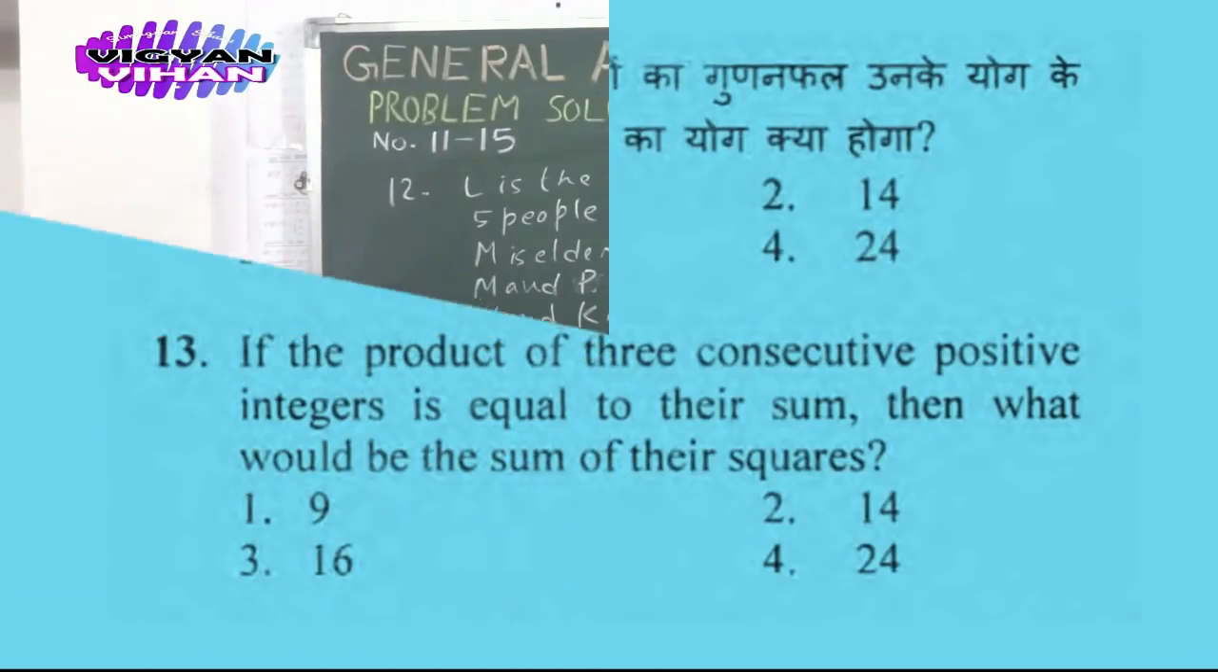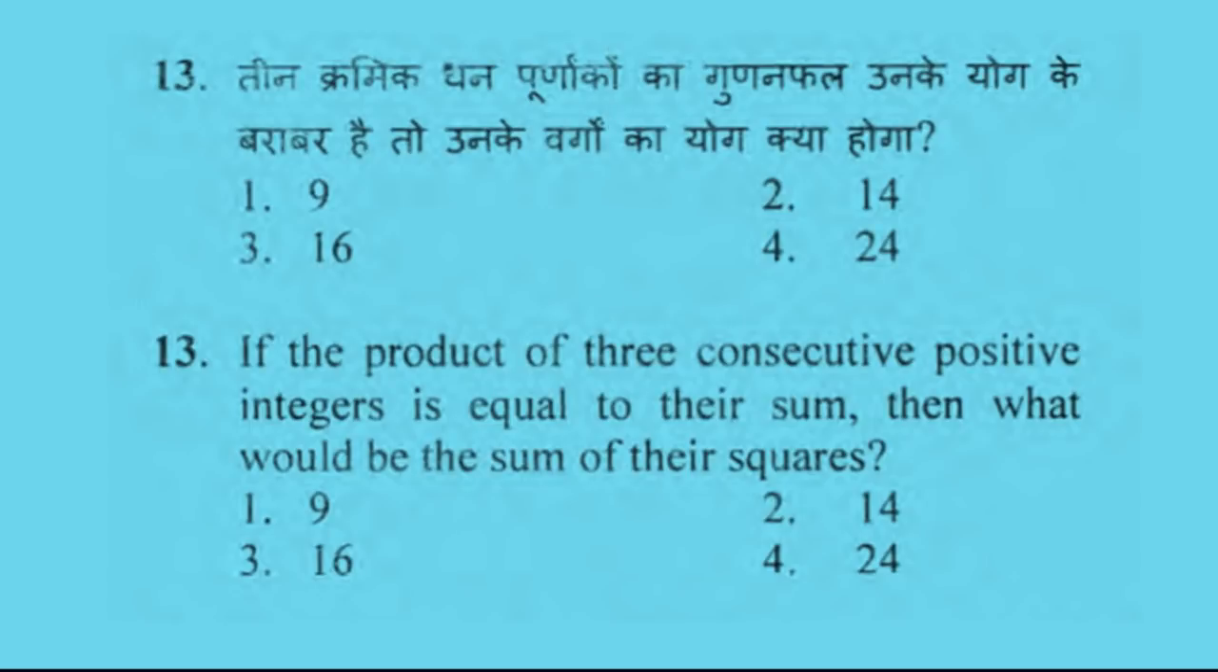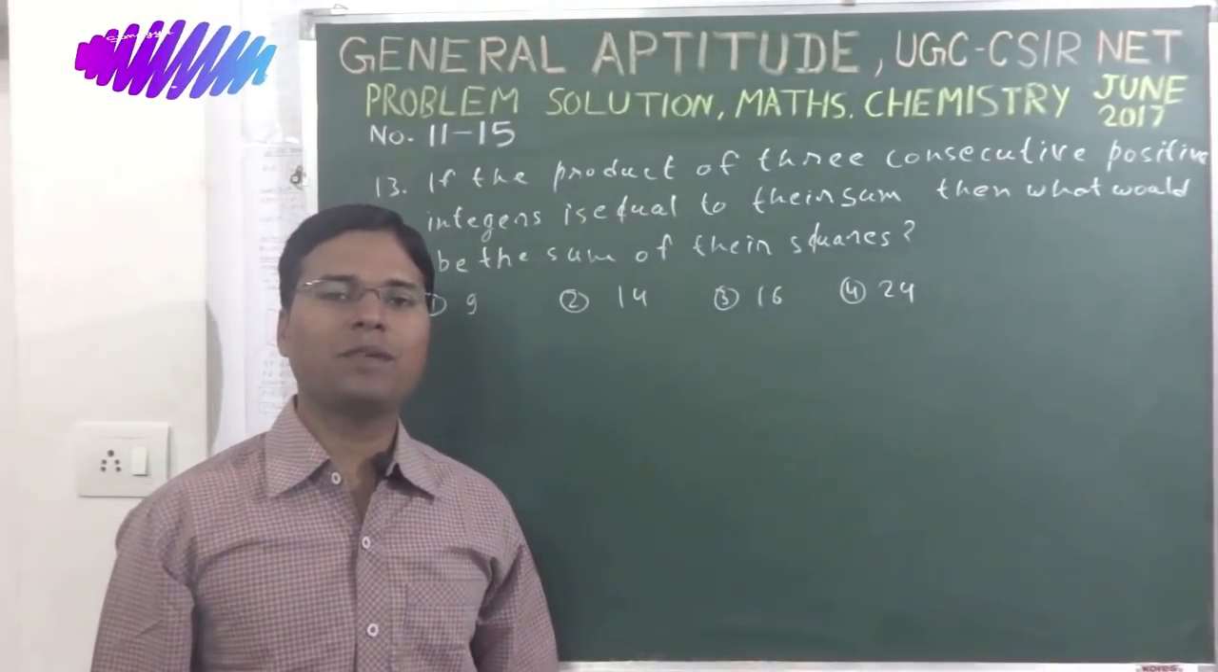Okay. Problem number 13. If the product of three consecutive positive integers is equal to their sum, then what would be the sum of their squares? Option 1: 9, option 2: 14, option 3: 16, option 4: 24. Friends, here is the next problem, problem number 13.